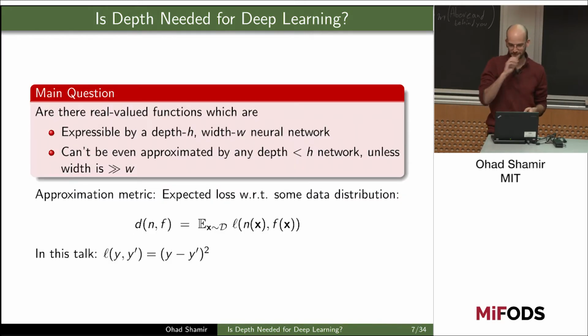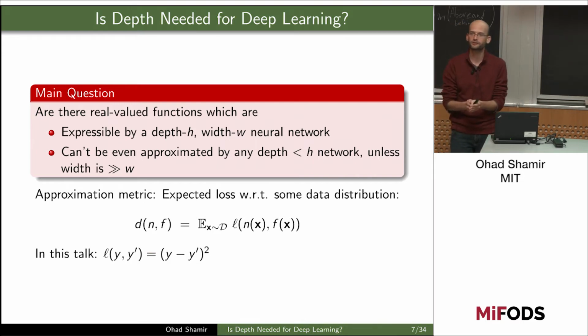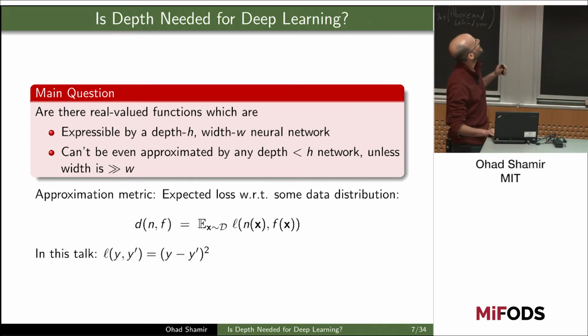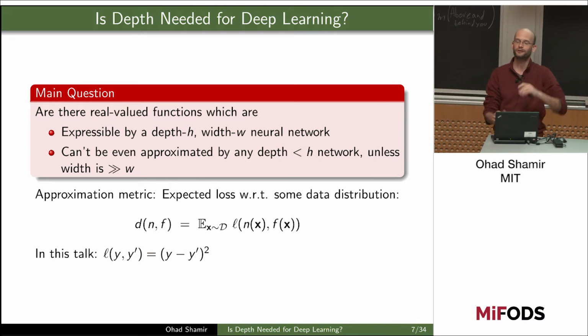OK, so trying to crystallize the main question here, what we're going to ask here is, are there any functions in Euclidean space which are, on the one hand, expressible by neural networks of a given architecture with a certain depth and width, but if you try to even approximate them by any shallower network with depth less than h, you can't do it unless the width is huge. So for example, cases where the neural network is of size polynomial in the dimension, but if you try to approximate it with a shallow network, you would need a width which is exponential in the dimension.